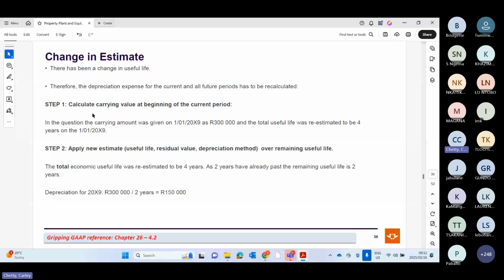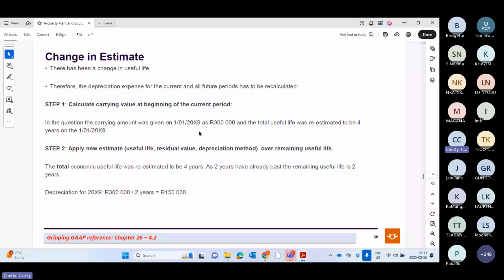So in the scenario, the estimate changes on the 1st of January 2009. So in the question, the carrying amount was given on the 1st of January 2009 as 300,000. And the total useful life was re-estimated to be 4 years on the 1st of January 2009. So the carrying amount, we've calculated that at 300,000, and the useful life has been re-estimated to 4 years. Now we're going to apply the new estimate over the remaining useful life.